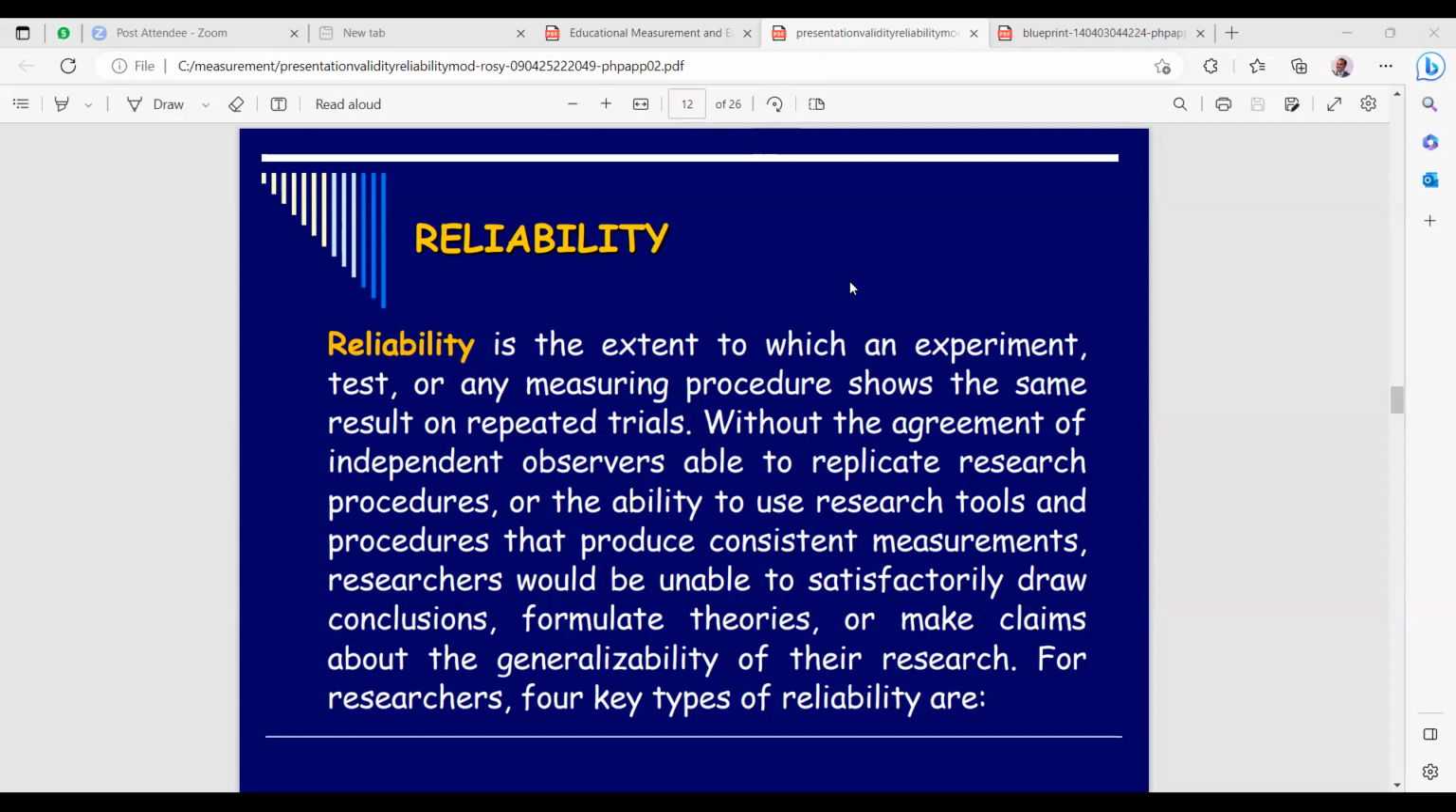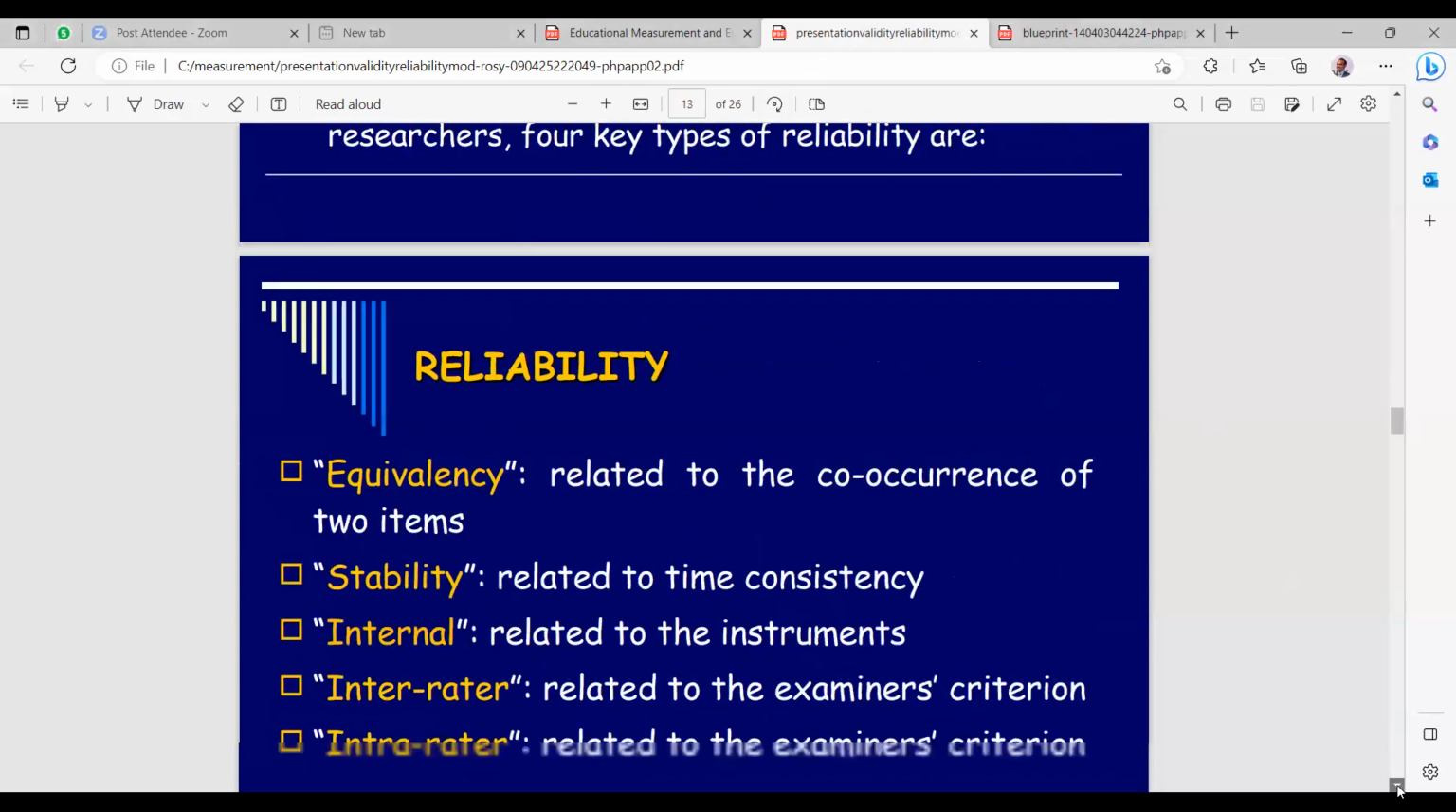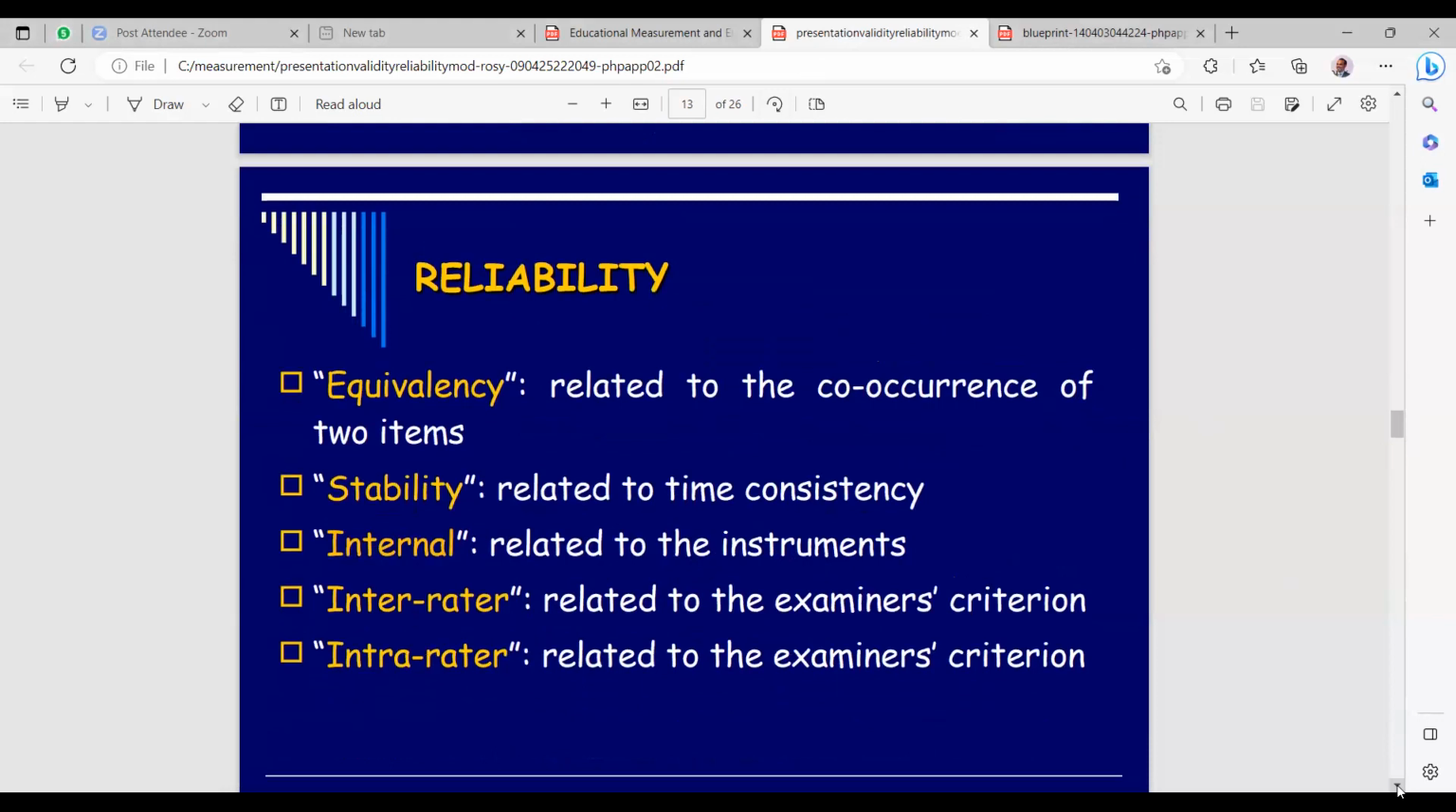Right. Reliability means consistency. There cannot be changes of marks. There can be changes of interpretations. People should not be able to interpret the same result in different manners.